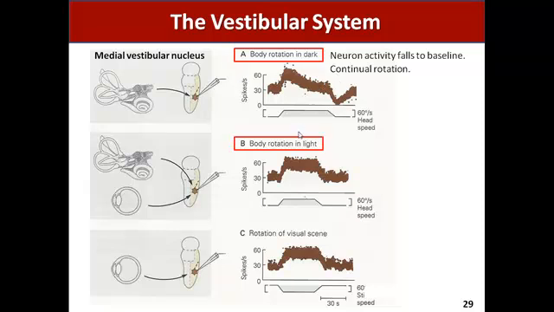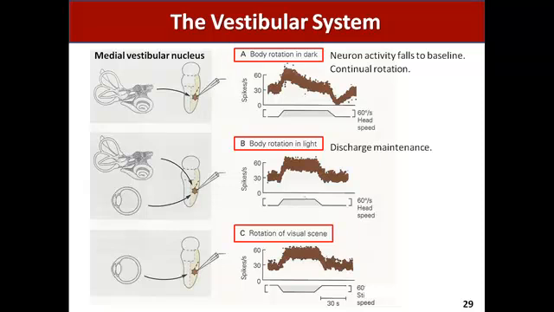But when we rotate the animal in a lighted condition so that visual information is provided, then what we see here is a maintenance of discharge from the medial vestibular nucleus. And so not only are vestibular nuclei discharged, but information coming in from visual sources will be additive to the output of the medial vestibular nucleus.